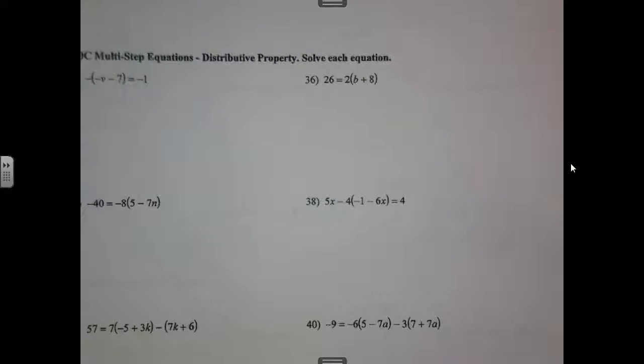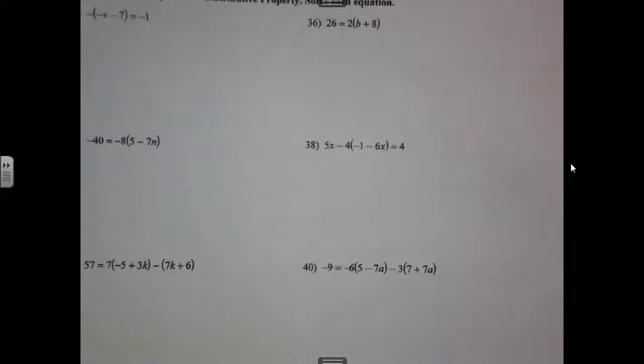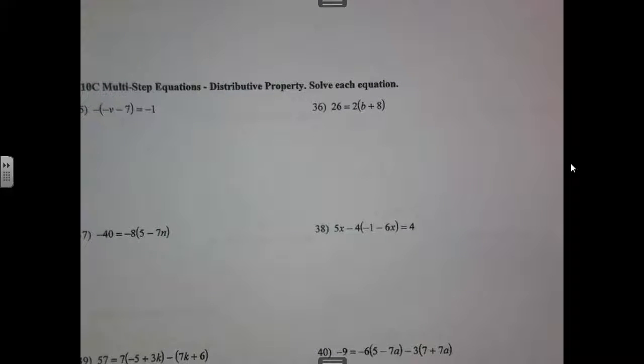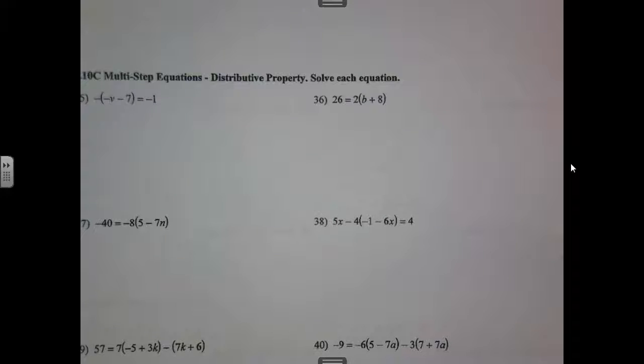All right, let's do some multi-step distributive property. By the way, that's what we've been doing yesterday and the day before, right? And there are a number of you that still haven't completed the online quiz.